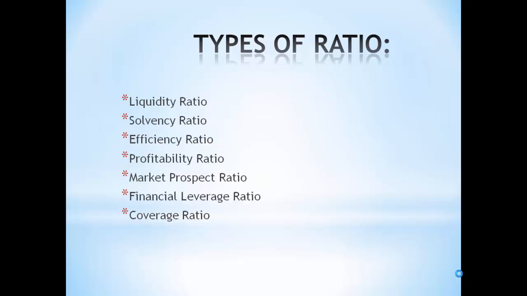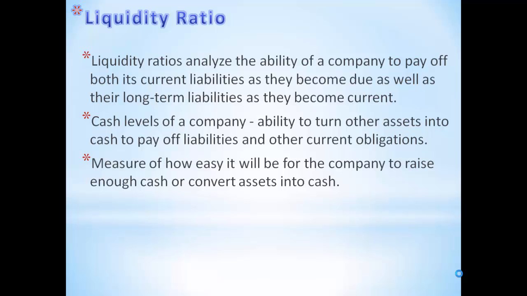There are seven types of ratio, which are liquidity ratio, solvency ratio, efficiency ratio, profitability ratio, market prospect ratio, financial leverage ratio, and coverage ratio.